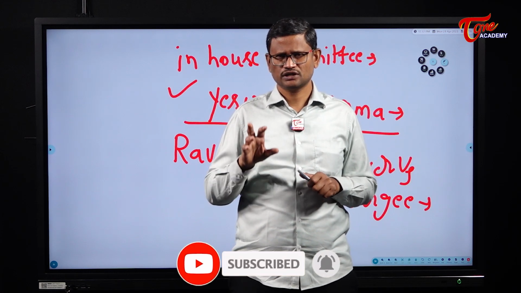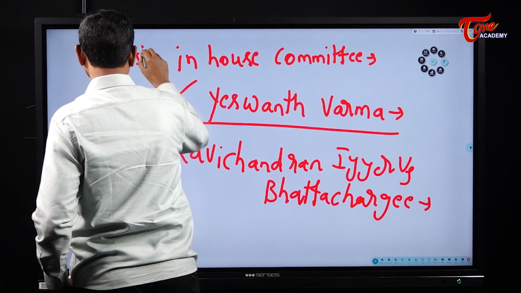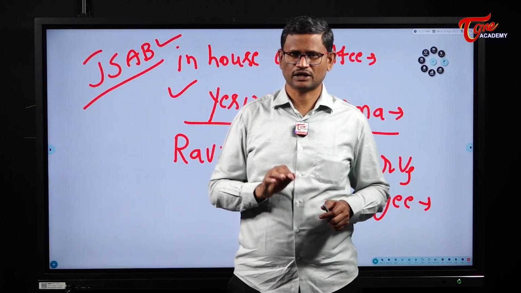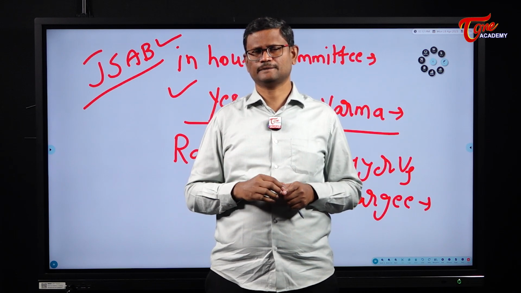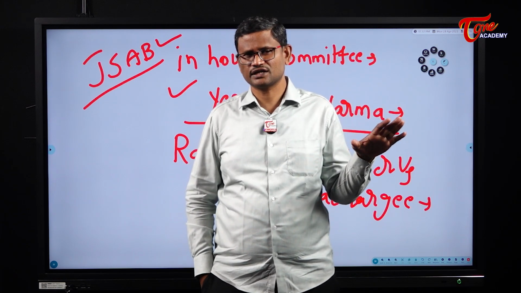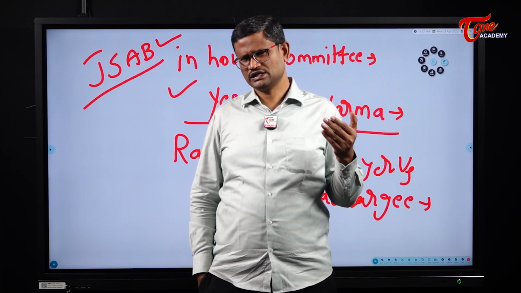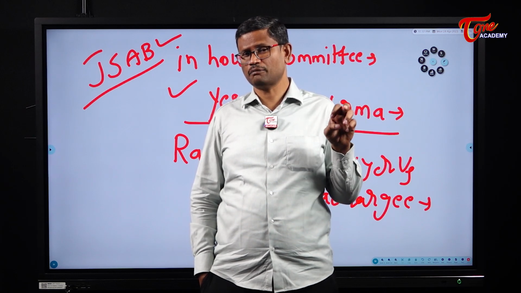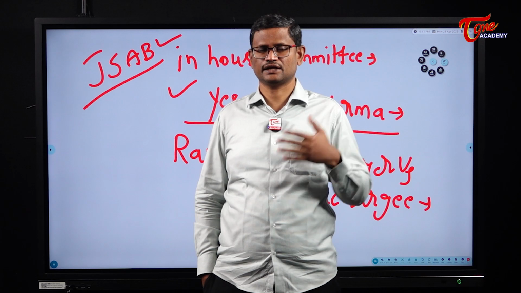So in this context, something has been in the news. JSAB, it is called a JSAB, the Judicial Standards and Accountability Bill. This was one bill which came before the Indian Parliament in 2010. In 1997, the judiciary came up with the judicial standards, which is called a Restatement of Values in Judicial Life. So the Judicial Standards and Accountability Bill wanted to give legal backing to the judicial standards agreed upon by the Supreme Court and the High Courts in 1997.